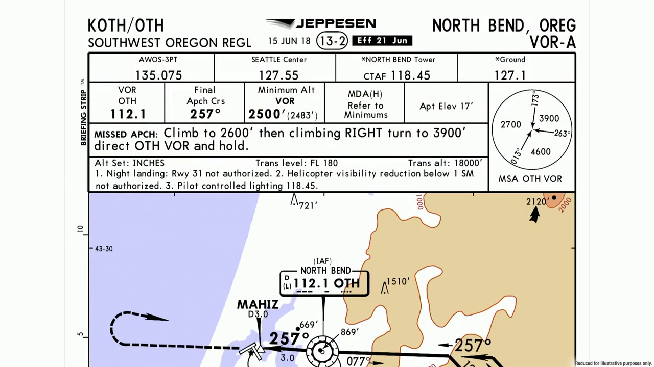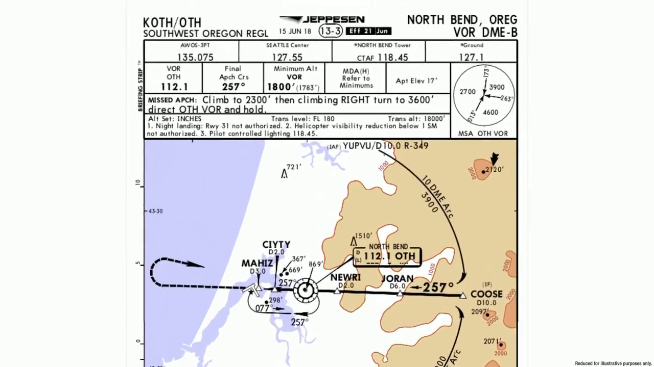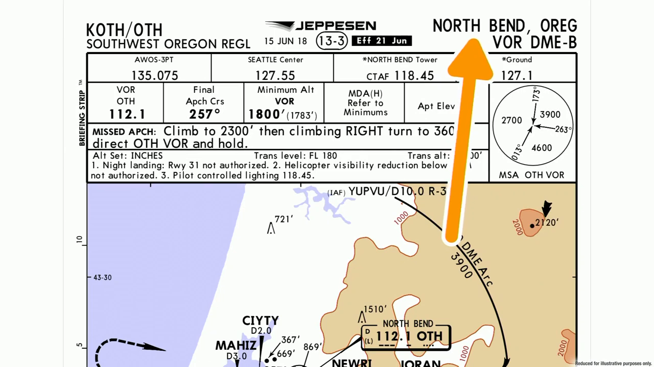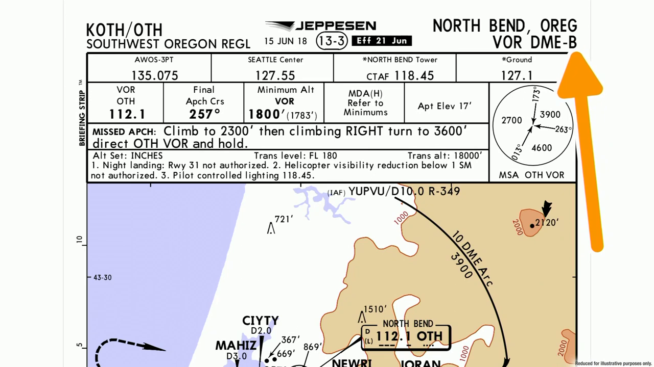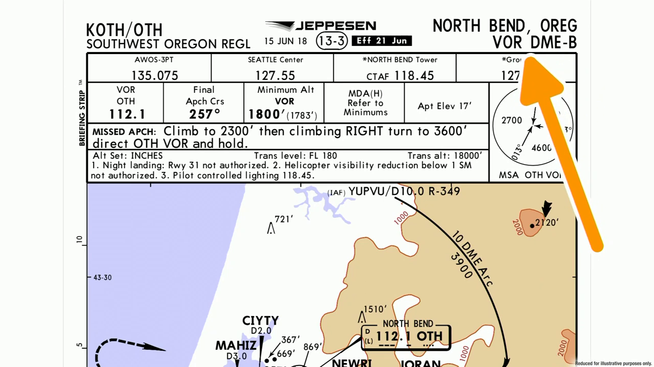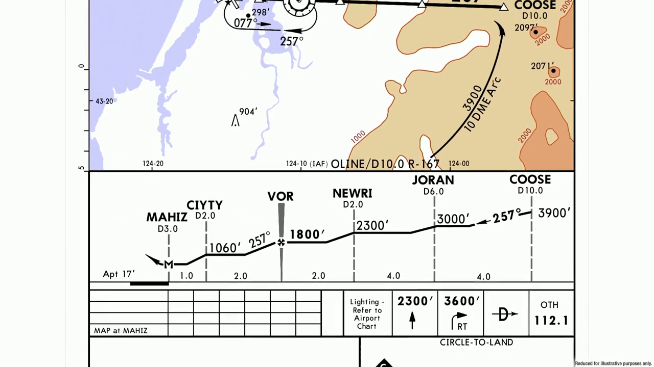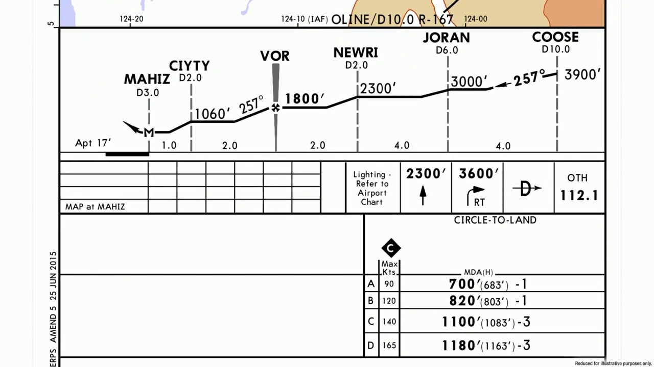Okay, going back to the iPad, let's stay with North Bend. We're going to take a look at another procedure there. I'll zoom in. This is the VOR DME Bravo into North Bend, Oregon. Same airport. Again, it's a circling procedure because of the B. It's the second circling procedure of the VOR type that brings us into North Bend. If we go down to the minimum section, again you'll notice there are no straight-in minimums published for the airport. There are only circle-to-land minimums.